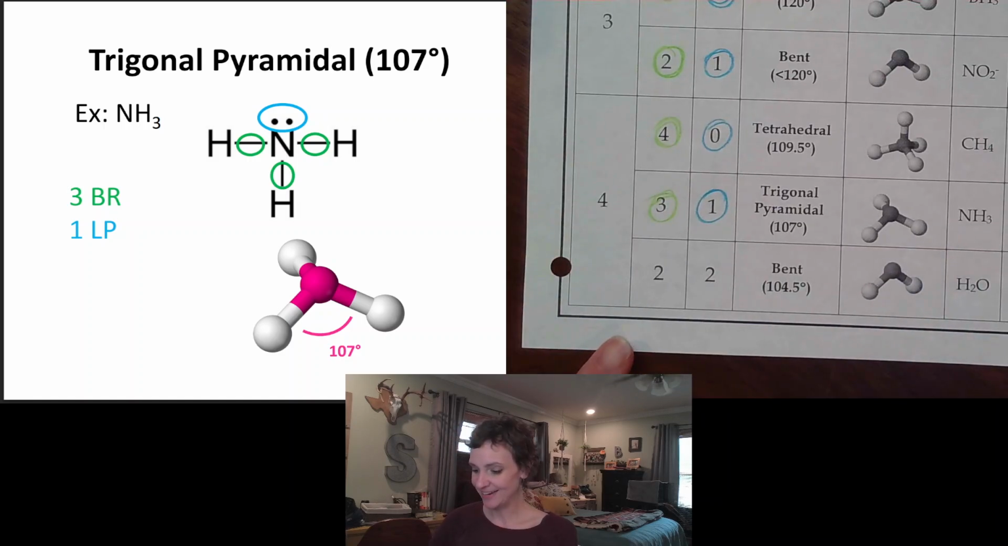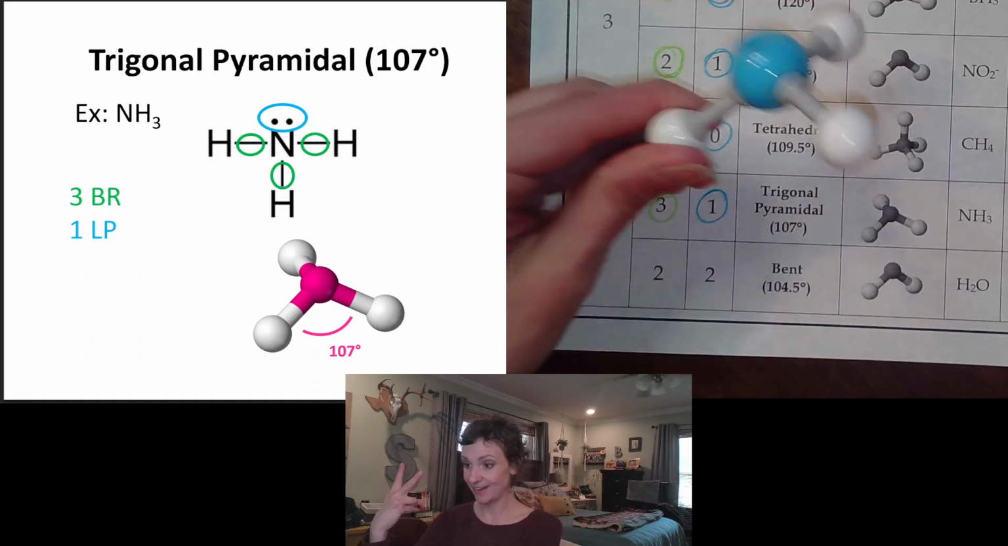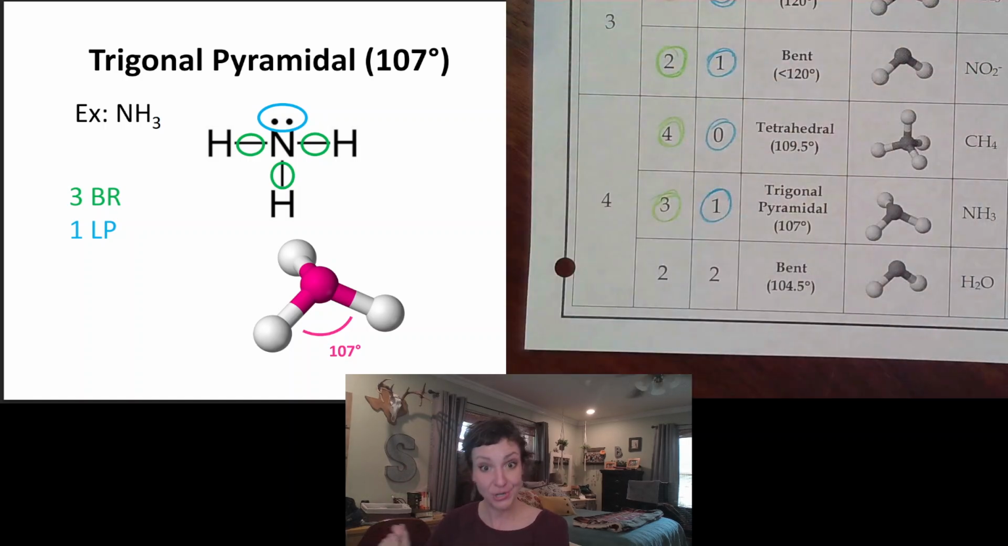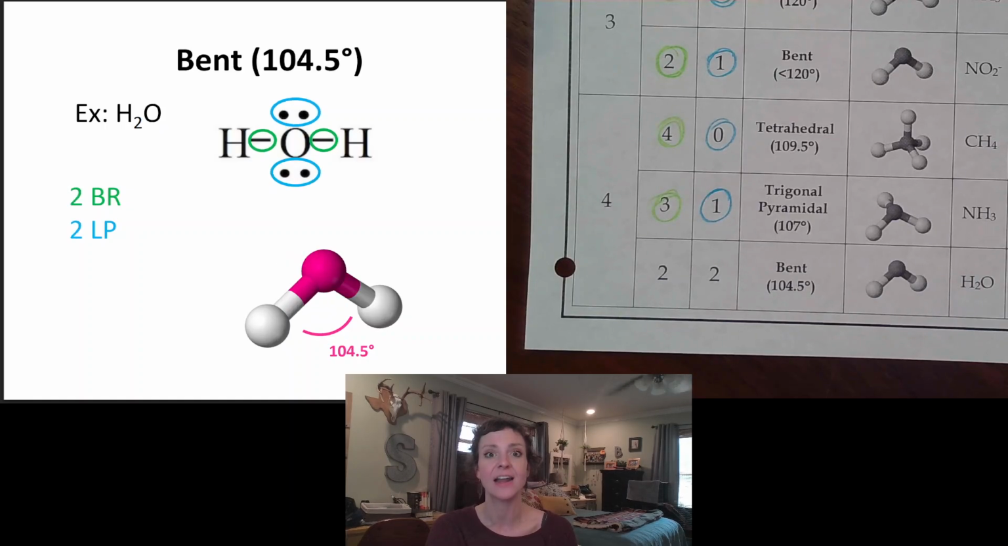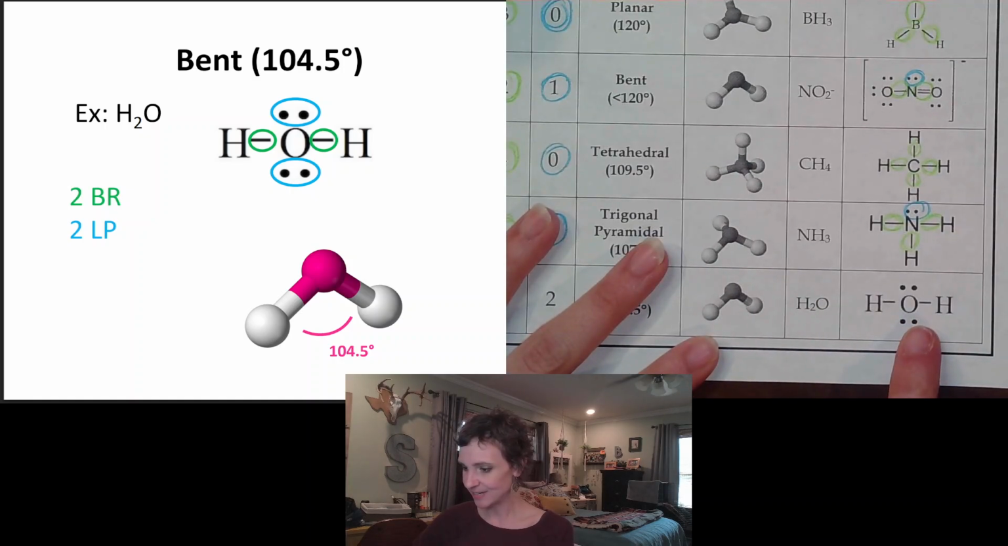So if I zip on down here, what if we have two that are in bonds and two that have lone pairs? What happens? We've got another bent shape. You've seen this guy before. This is our water molecule. You guys, how fun. Yeah, that's his Lewis dot structure shape.